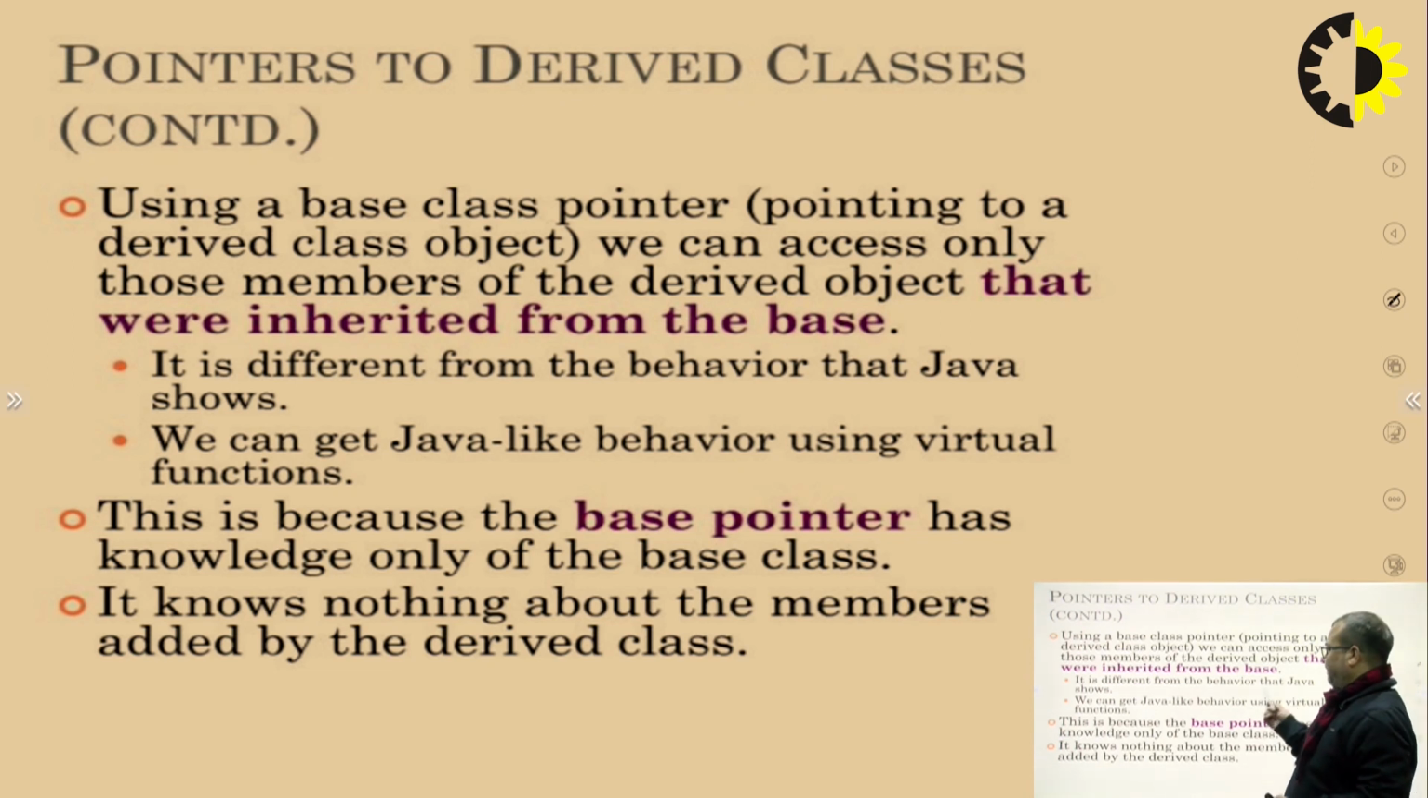Okay, so this is all. Using a base class pointer, we can access only those members of the derived object that were inherited from the base. So it is different from the behavior of Java. We can get Java-like behavior using virtual functions. This is because the base pointer has knowledge only of the base class. It knows nothing about the members added by the derived class.